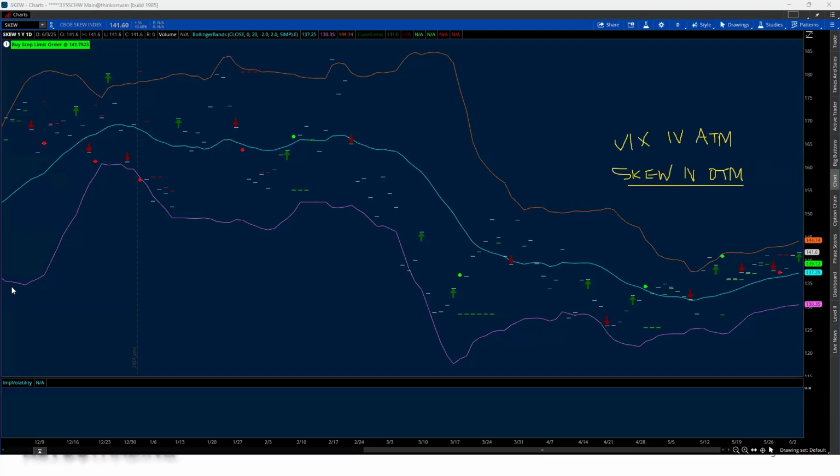Okay, so what does that all mean? So the higher the skew level, generally the higher the perceived tail risk or risk in the market. The higher the concern that something like a black swan event will cause a major market sell-off.